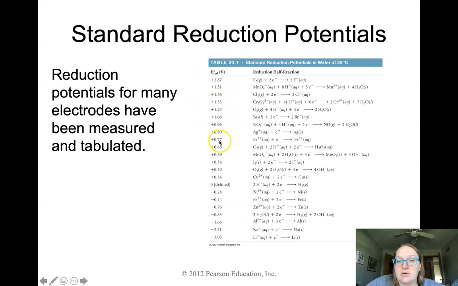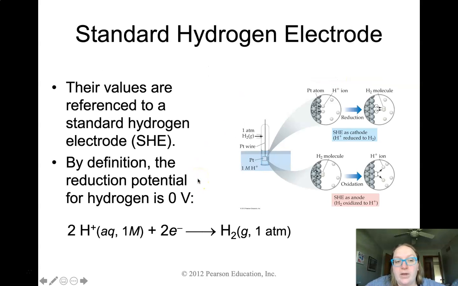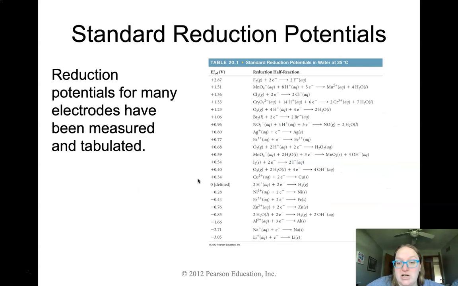But just know that standard reduction potentials have been measured at 25 degrees Celsius, again, the most common. They've been measured and tabulated. They're in tables. Okay, their values are all compared to a standard hydrogen electrode. And because we've compared it to that, we've defined the hydrogen electrode as having a 0 volt reduction potential.